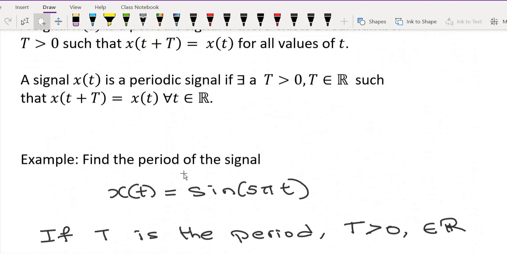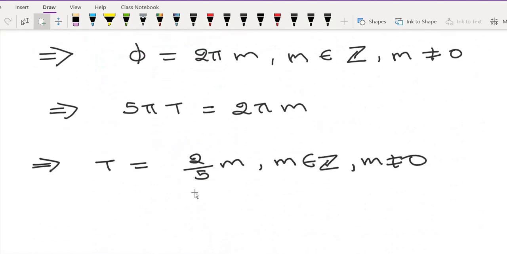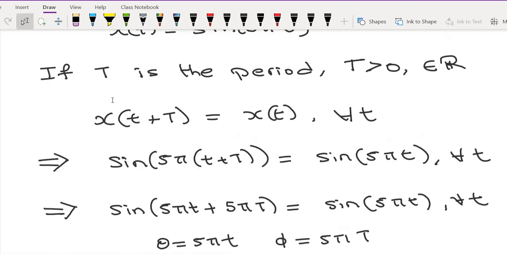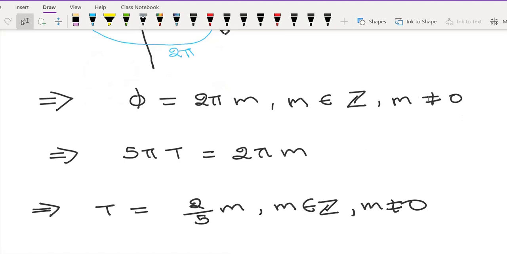So the question started with asking, okay, find the period of this signal. And then what we are saying is any non-zero multiple of 2 over 5 will be a period of that signal. There is one final thing we need to adjust. In the definition of the period, we are saying capital T must be greater than 0. So that means m not equal to 0 is okay, but not completely sufficient. So what we want to say is m should be greater than 0. So now my T will actually be positive.